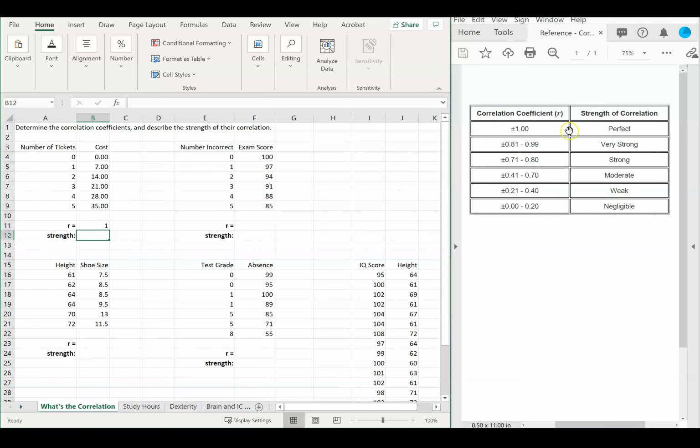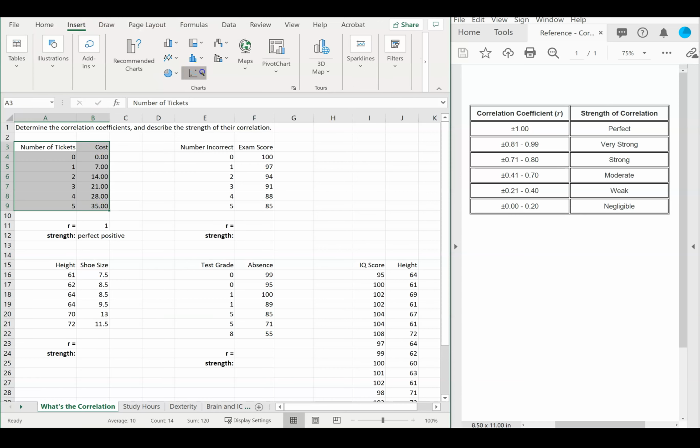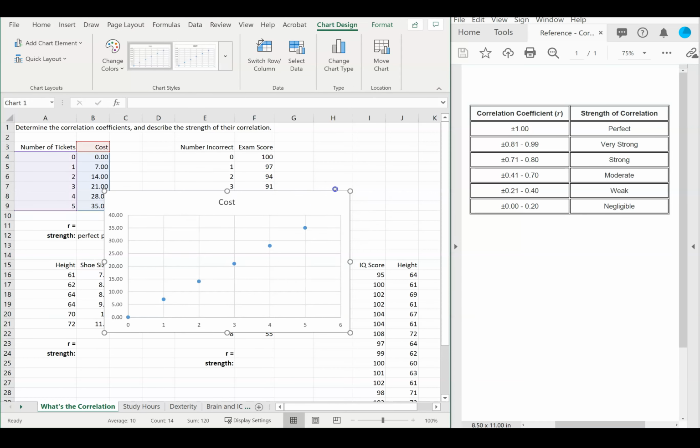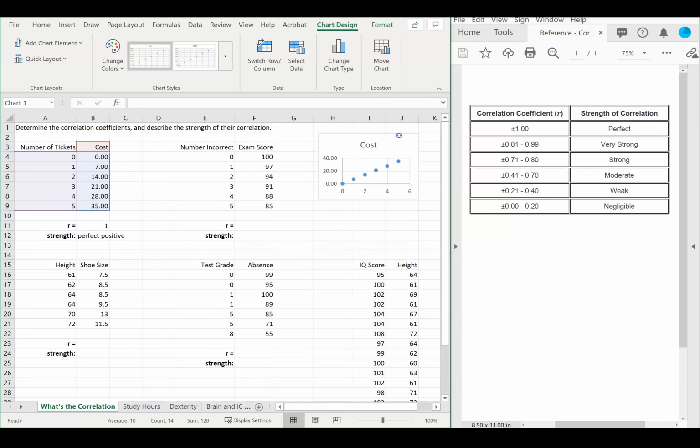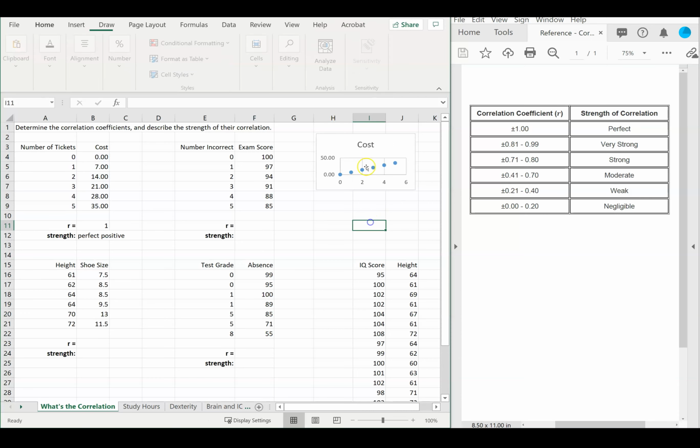What does 1 mean? Perfect correlation. So perfect positive is what I would put in for that. And just to show you that this is true, I'm going to do a scatter plot here, and we can see, hey, look at that. Actually, I can keep this. Why not? That's our first one there. Cost. Just a little tiny baby one, just to keep it there. That's our cost. All right, let's do the next one.